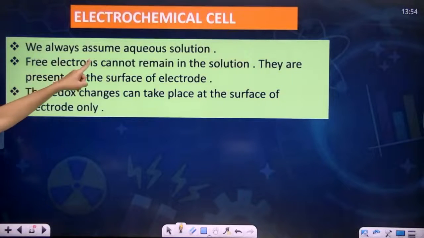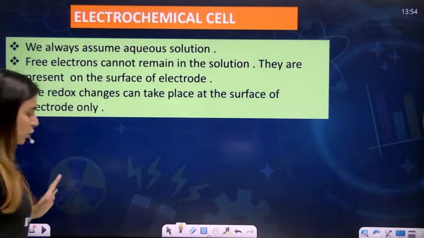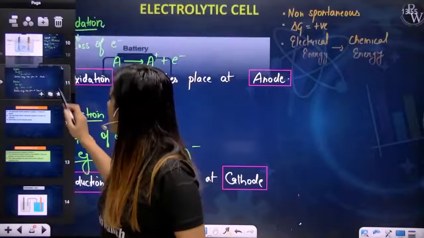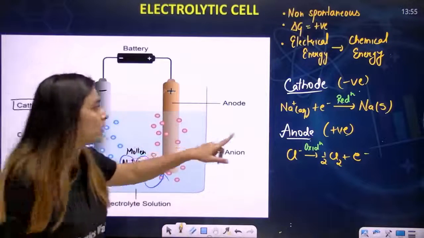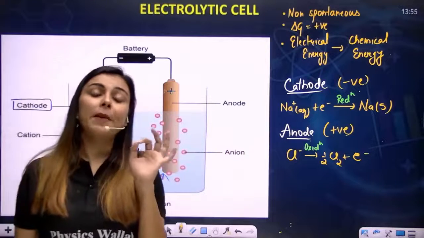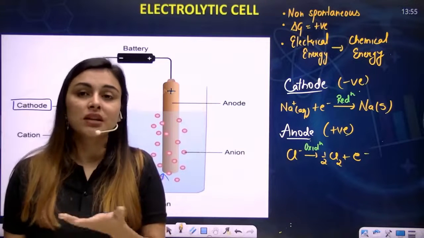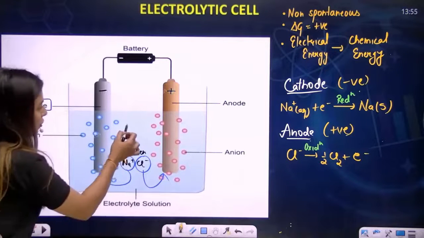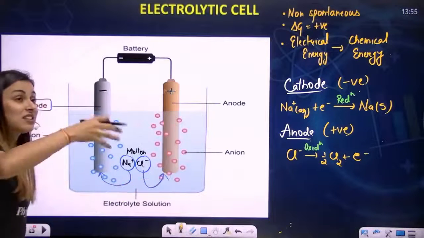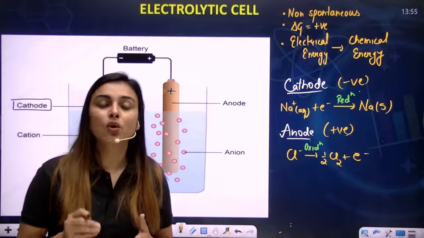Next. We always assume aqueous solution. Always and always we assume aqueous solution. Free electrons. Before reading this line, I just want to tell you, my dear students, when you talk about your cells, here also electron exchange is taking place. You always need to remember that your electrons cannot be exchanged in the aqueous solution. Exchange of electrons will always take place on the surface of these electrodes, whether you are gaining an electron or losing an electron.